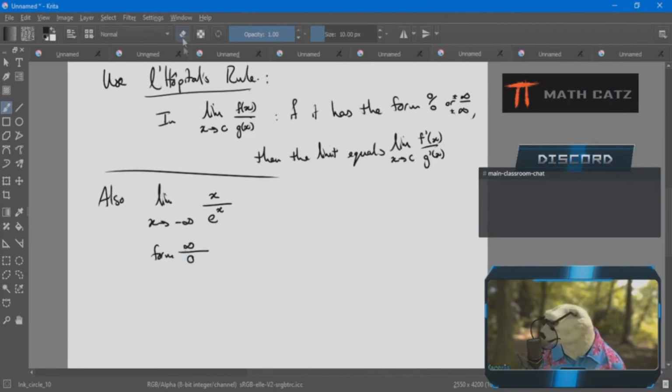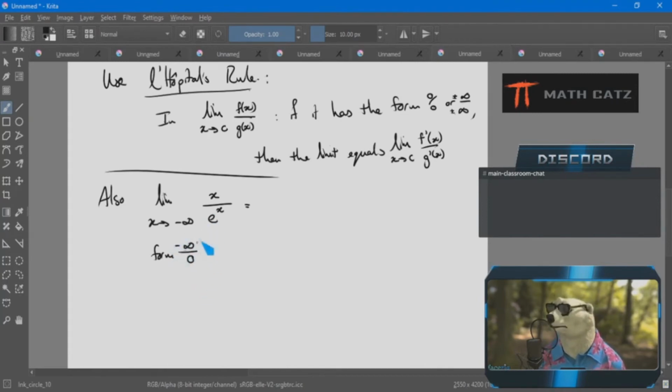This form is not one of the two types allowed in L'Hopital's rule. Therefore, I cannot use L'Hopital's rule. It is going to be something else. But think about it. It's not an indeterminate form. I can totally see what's happening here. Okay, it's negative infinity. Fair enough.